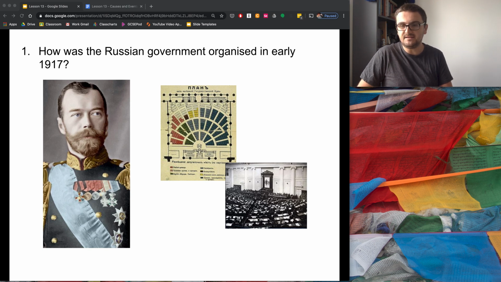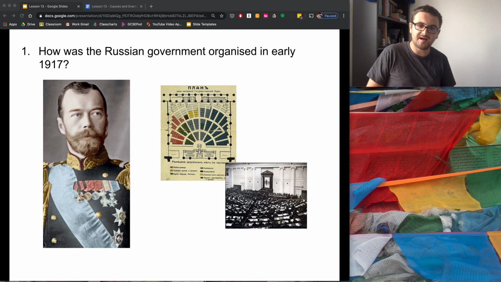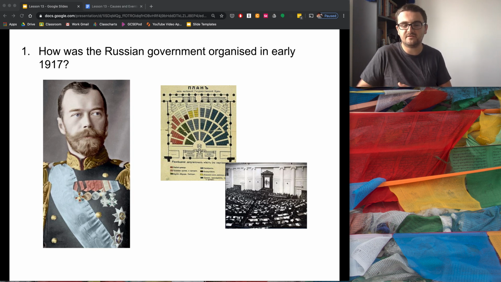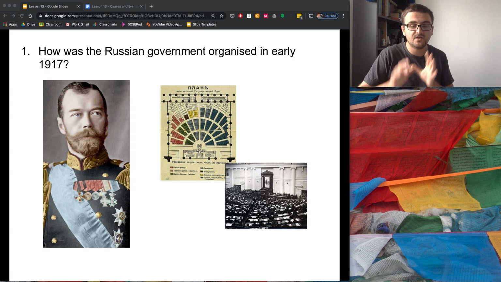Now on the right, you'll see a couple of images that are hopefully going to remind you of the Russian Duma. Now the Russian Duma was a lot like a parliament. It had some elements of democracy. It had been established after the 1905 revolts, and it was created to give a sense that the people had some element of representative influence over the government. But the Duma was not very powerful at all.